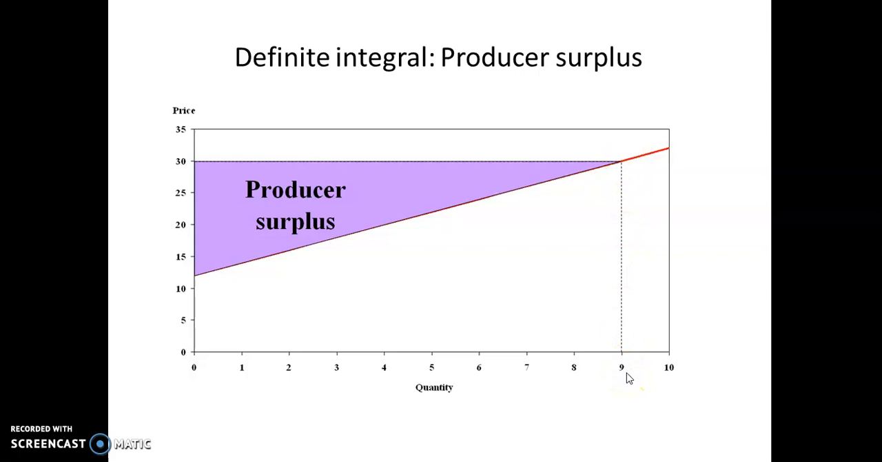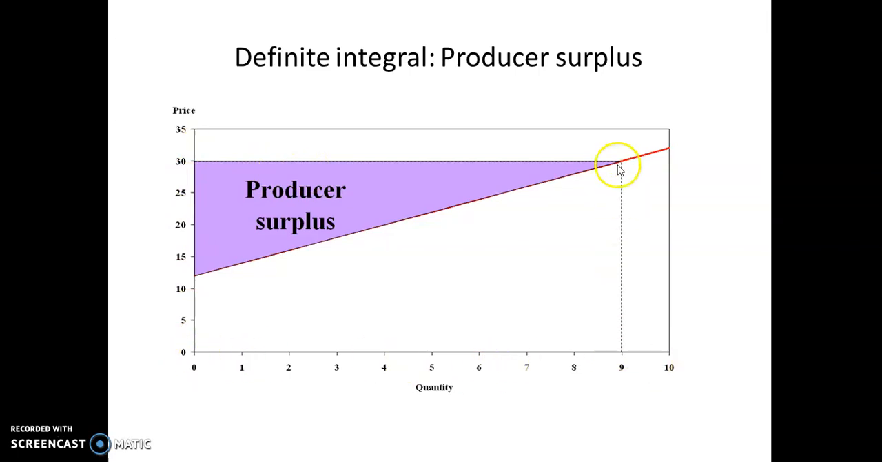Now, with definite integrals, can you guess what area will be calculated? It is the area below a curve above the x-axis, in this case quantity, this axis, between the limits of 0 and 9. But this isn't the area that we want, right? We want this area.